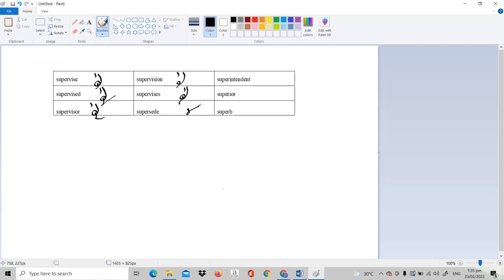So, we have seed. Then, we have super. Next, superintendent. We have intendent. Okay, tendent. Ulitin natin. Intendent. So, put super. Ayan, superintendent. Next, superior. Superior. Ayan, superior yan. Superb. Super and B. Okay? So, ayan.